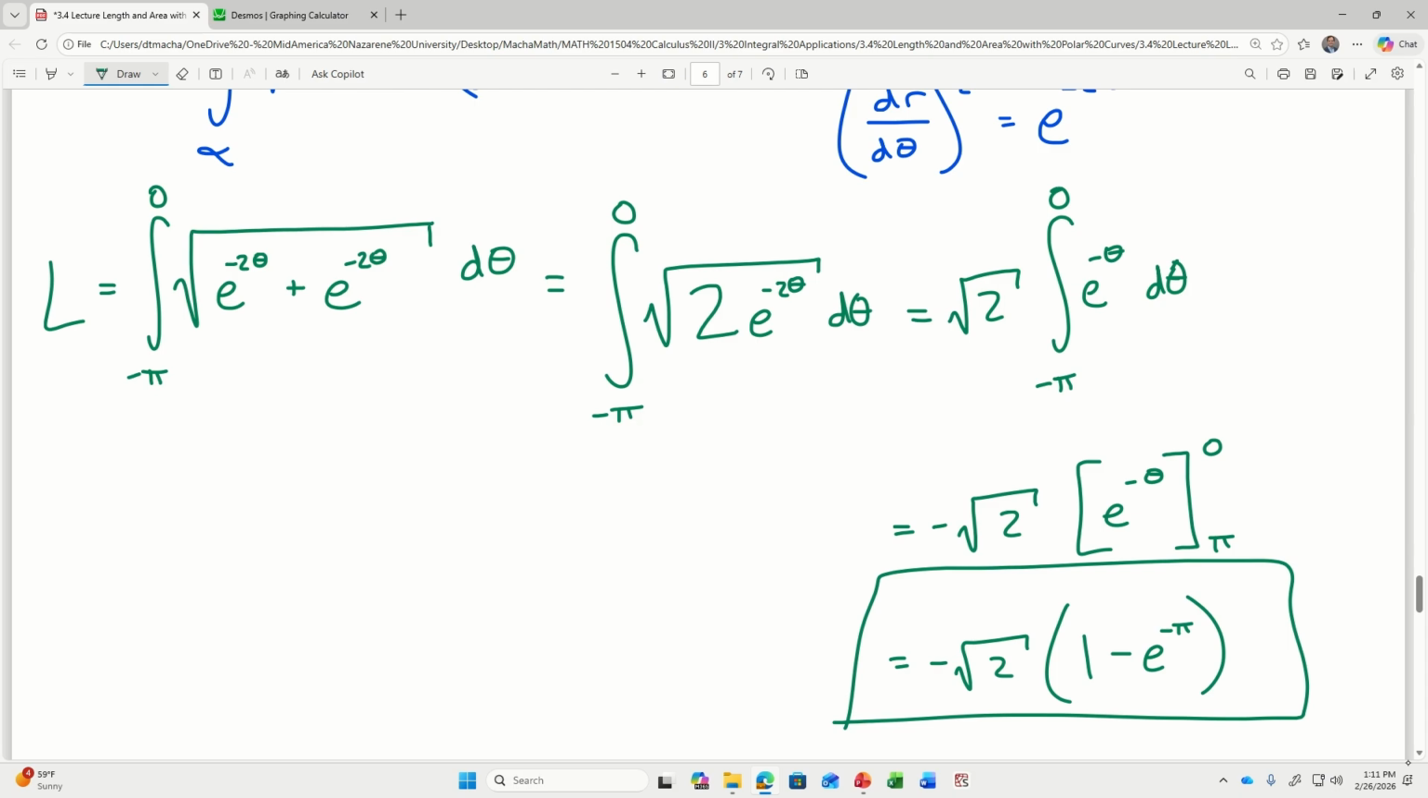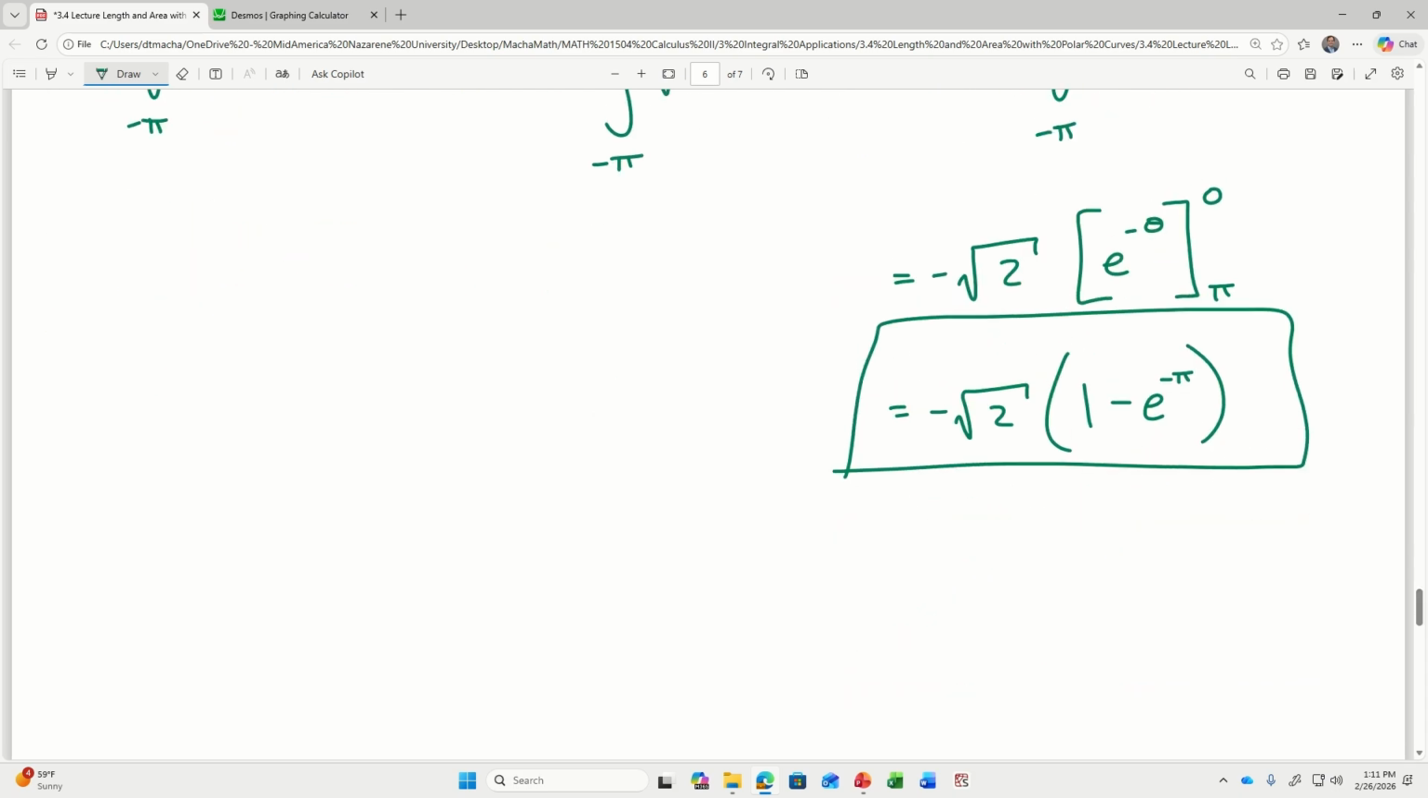And if you want to, you can box your answer, because that's as simple as we can write it, or you could punch it into your calculator and figure out what this is going to be. Square root of 2 times e to the pi, e to the negative pi, minus 1.